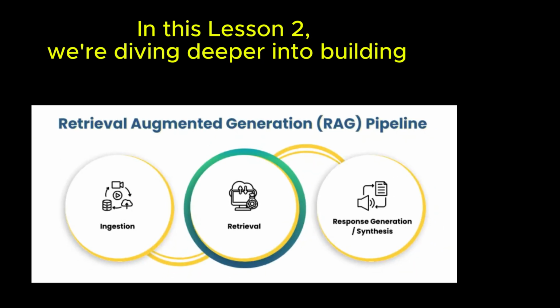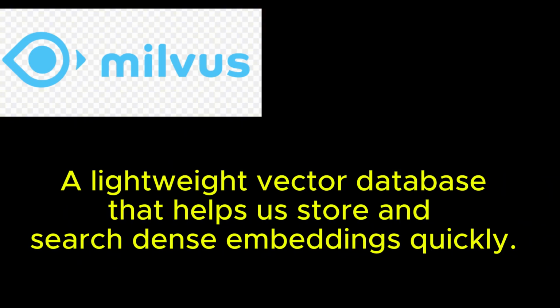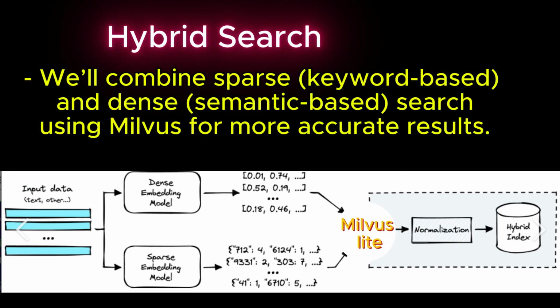In this lesson number 2, we're diving deeper into building efficient and scalable retrieval augmented generation pipelines. Today, we are covering some powerful tools and techniques including Milvus Lite, a lightweight vector database that helps us store and search dense embeddings quickly. Hybrid search will combine sparse keyword based and dense semantic based searching using Milvus for more accurate results.